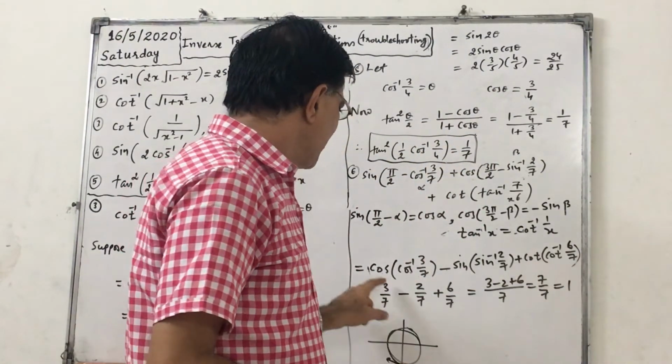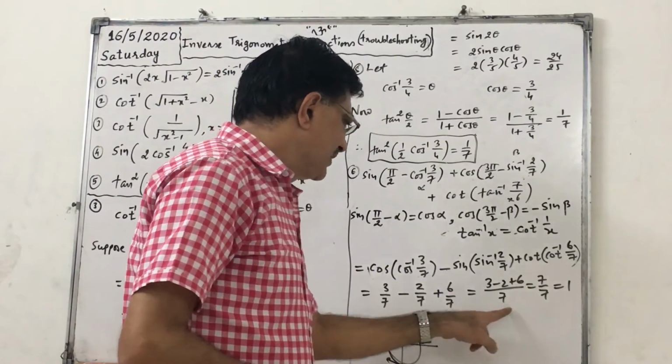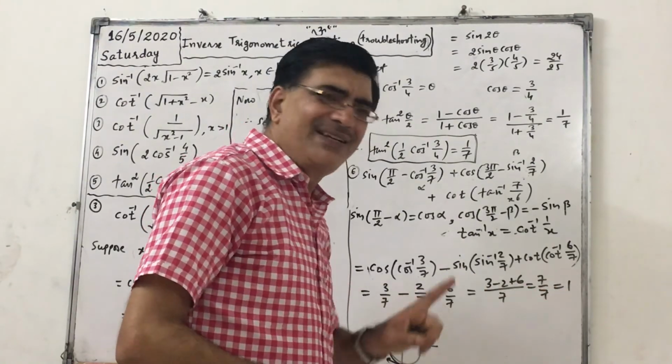So we can write here 3 by 7 minus 2 by 7 plus 6 by 7. So 7 is the LCM, so 3 minus 2 plus 6. 6 plus 3 is 9, minus 2 is 7, so 7 by 7. The answer is 1.